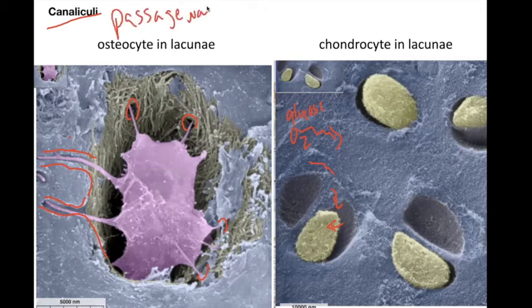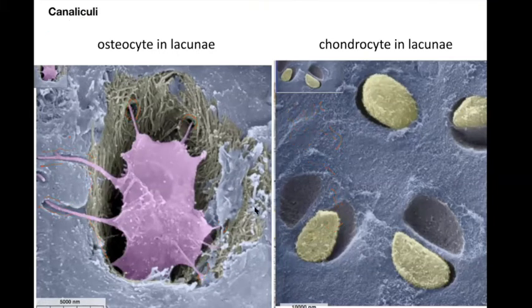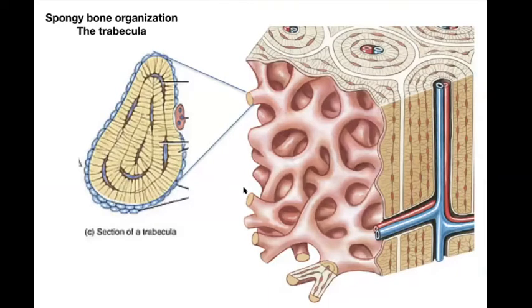Passageways through the bony matrix, right? The lacuna, the chondrocytes, the cartilage don't need that because stuff can diffuse right through it. The little arms, these protoplasmic extensions, are going through the canaliculi. All right, so that's your compact bone.